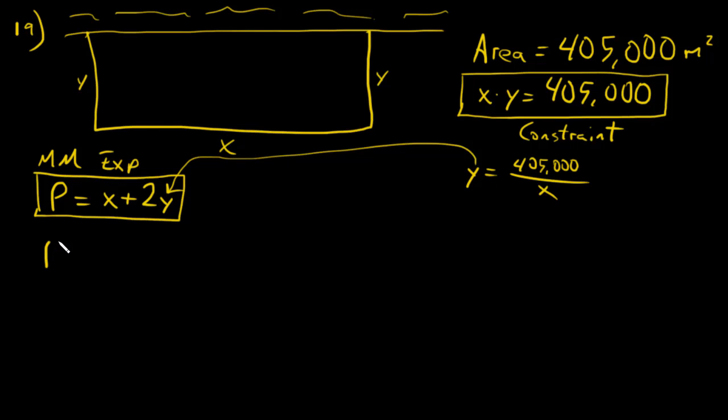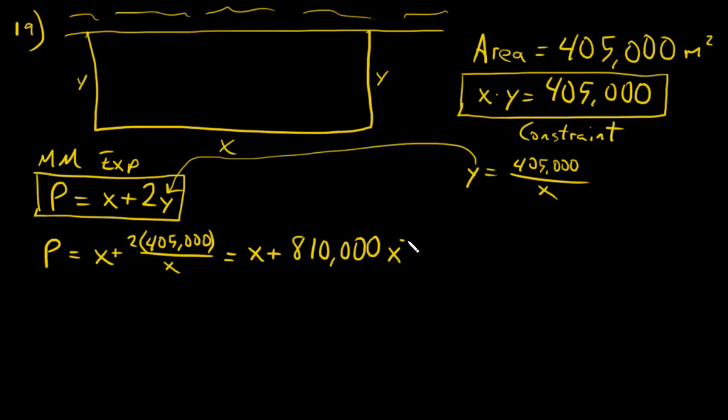Okay, so I'm going to now plug in that constraint right there. So if I do that, I get P is equal to X plus 405,000 over X. Oh, and I don't want to forget that 2. So 2 times that is going to be X plus, if you'll allow me, 810,000 X to the negative first. Why did I do that? It's because I'm going to have to take the derivative in just a second. It's better to write 1 over X as X to the negative first.